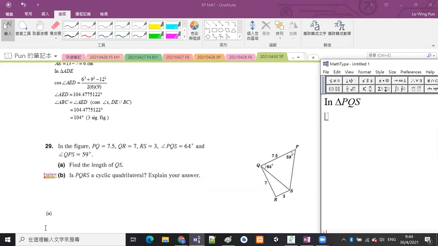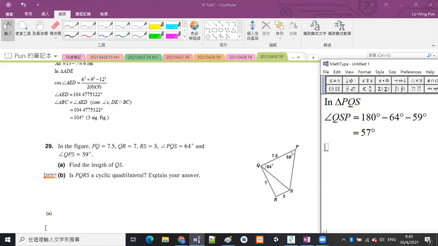But we have 2 angles here, so we need to find the third angle first, okay? That should be angle QSP. It's equal to 180 degrees minus 64 degrees minus 59 degrees, and that should be equal to 57 degrees. Am I correct? Yes, okay?